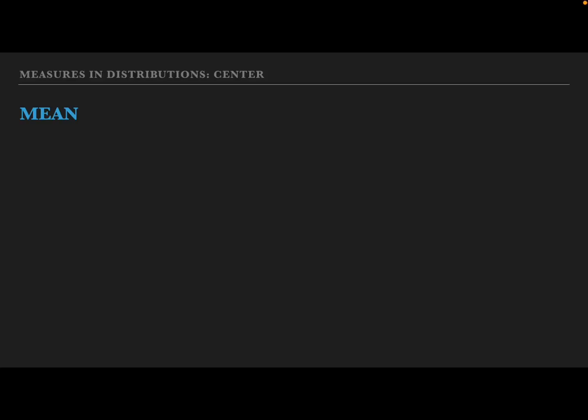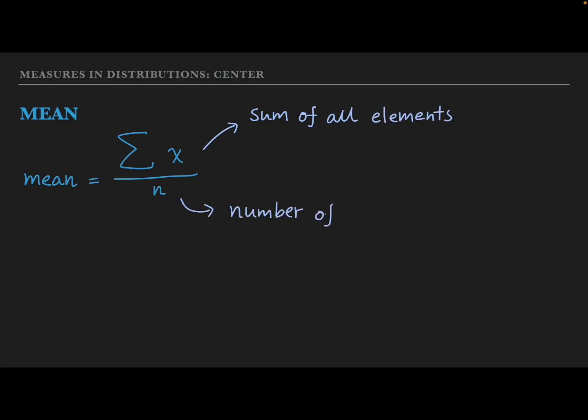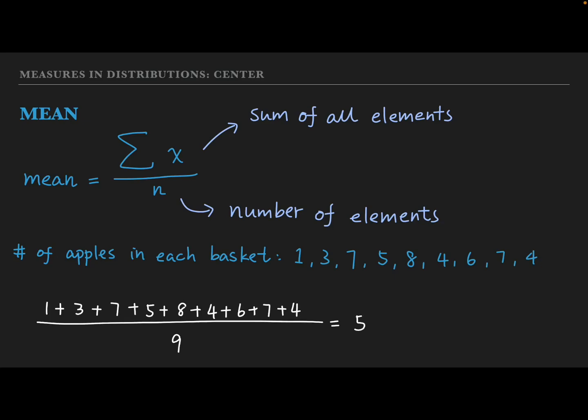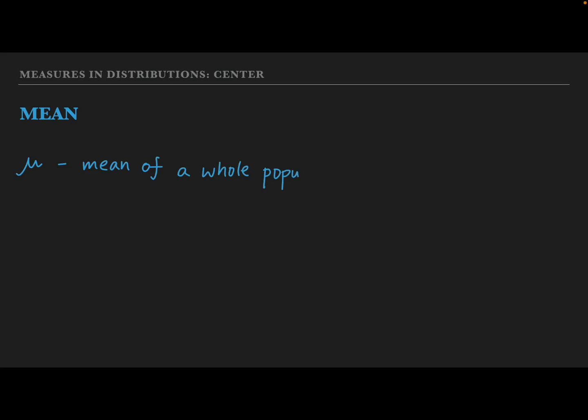The mean, or more accurately, the arithmetic mean, is mathematically defined as sigma x over n, where sigma x represents the sum of all the elements in the dataset we are considering, and n is the number of elements in that set. For example, we can find the mean here by adding up the number of apples in all baskets, and then dividing the sum by the number of baskets. This is easy because the complete set of items of our interest is known. The mean we calculated here is called the mean of the whole population. We denote it by the Greek letter mu.